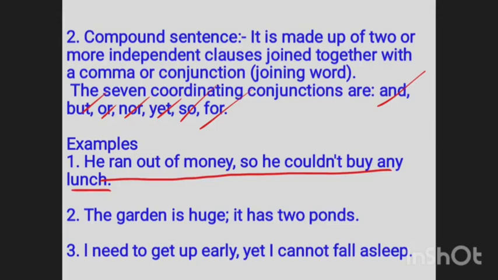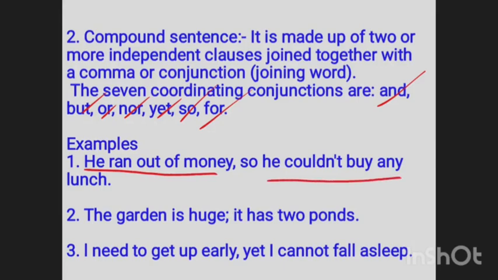Now, he ran out of money is a clause. He ran out of money is a clause, and it's an independent clause. He couldn't buy any lunch is another independent clause, but they are joined by a coordinating conjunction. So is a coordinating conjunction joining these sentences together. Number 2, the garden is huge. It has 2 ponds.